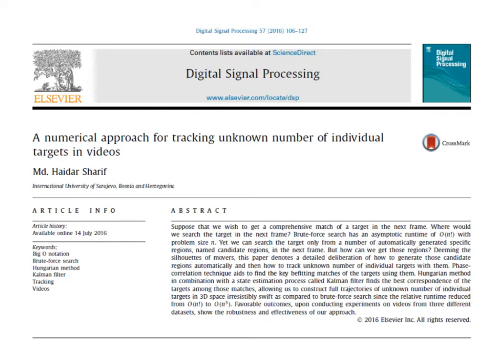For the next several minutes, I will be discussing the findings of my recent paper entitled A Numerical Approach for Tracking Unknown Number of Individual Targets in Videos.